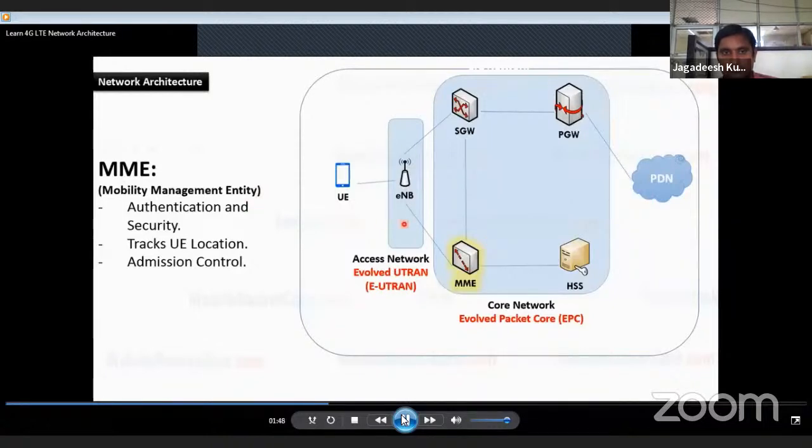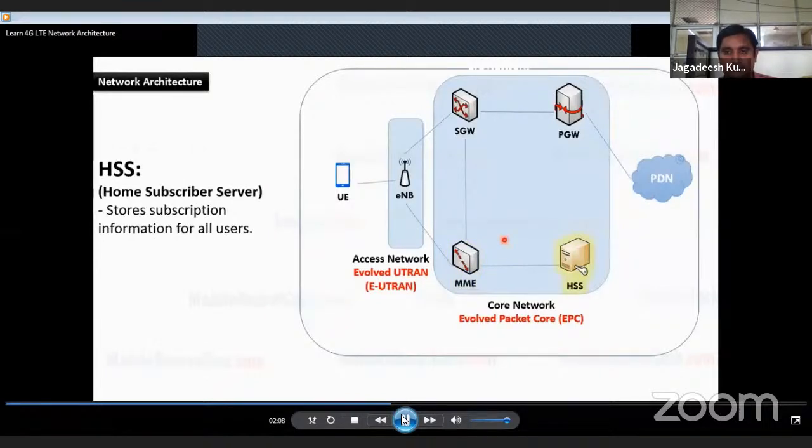The MME authenticates the UE and performs security procedures in order to secure the messages sent and received to and from the UE. In addition, the MME tracks the location of the UE and performs admission control, which means it decides if the UE is authorized to access this network or not, and if network resources should be allocated to this UE. The MME connects to the HSS and the SGW.